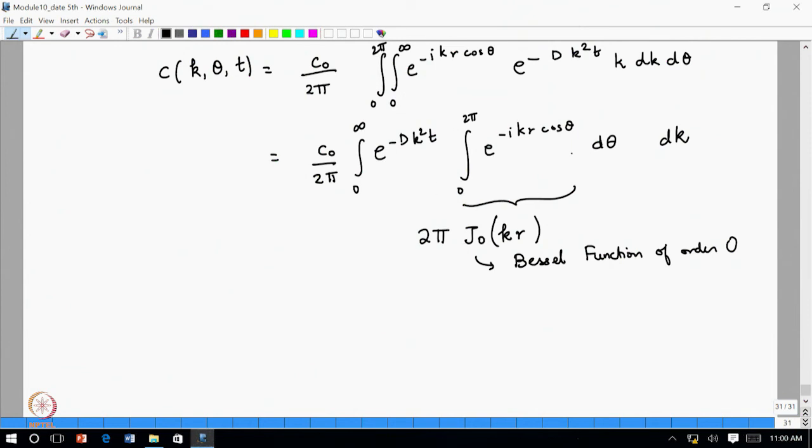You can do an expansion of this in a series, term by term, and show that each of the terms, with this factor of 2 pi, is exactly equal to J0 of kr. So my final solution has this form: C0 by 2 pi, integral 0 to infinity, e to the minus d k square t, J0 of k r dr. The 2 pi I can cancel with this 2 pi. So by Fourier transforms, you can get this solution.